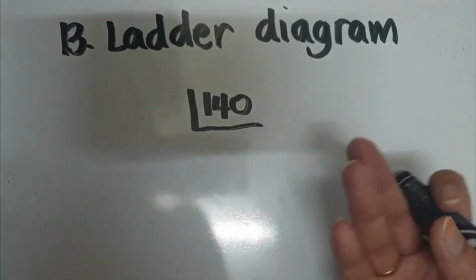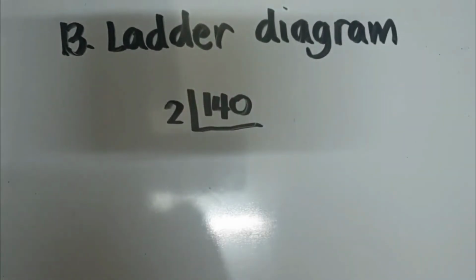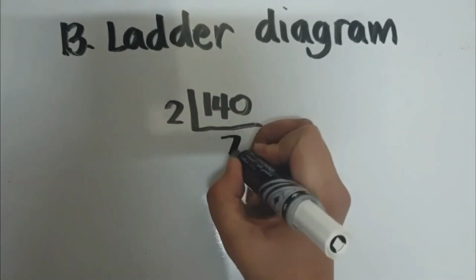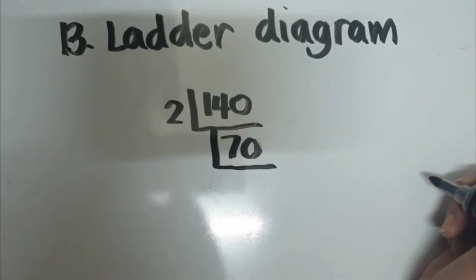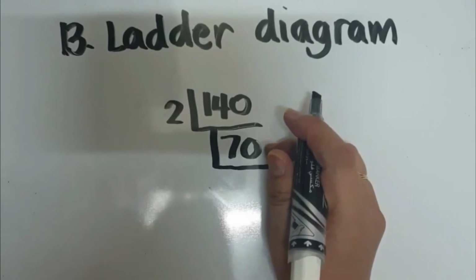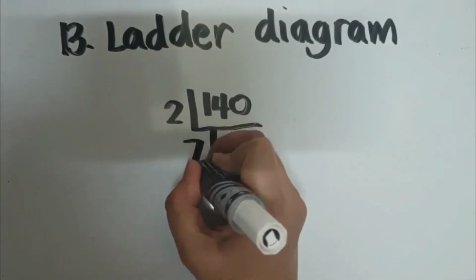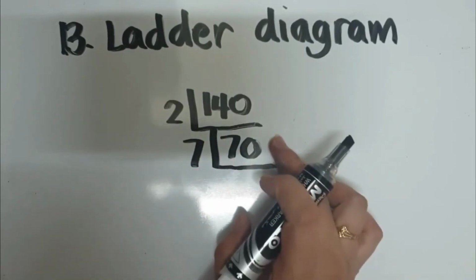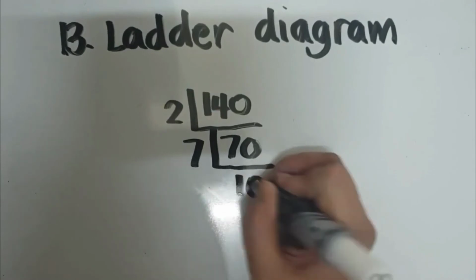So we can start with the basic, which is 2. Since 140 can be divided by 2. 140 divided by 2, that is 70. So write it below and then draw the ladder again or the step. And then 70, we can also divide it by a prime factor, which is 7. 7 is a prime factor since its factors are only 1 and itself. 70 divided by 7, the answer, write it below, that is 10.